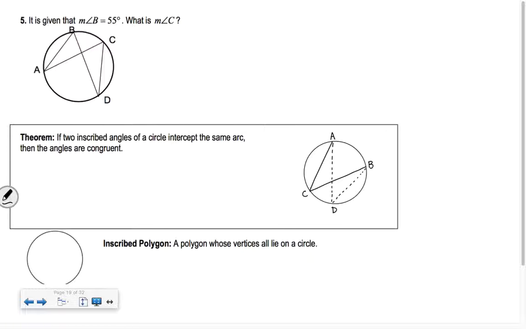All right, so it's given that measure of angle B is equal to 55. So if I have this angle is 55, what is the arc AD? What's that going to be? What do we think? Nope. Okay, look at the intercepted arc, Pac-Man. What's Pac-Man eating? 110. And then what about angle C, though? What's measure of angle C? It's also 55, right? Because it intercepted exactly the same.